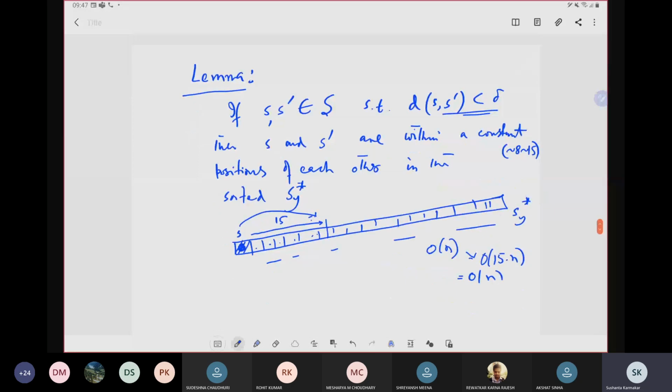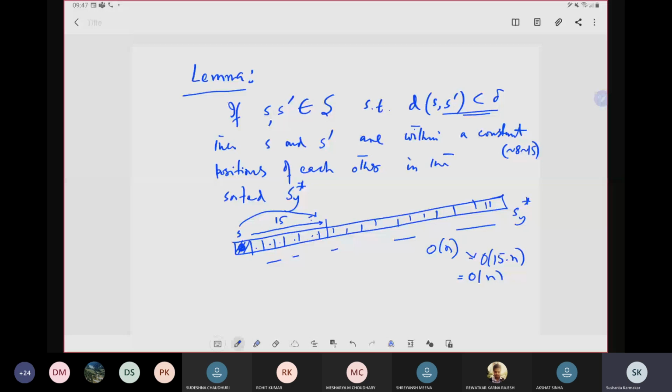It claims that if such a pair of points has to be close enough that their separation is smaller than delta, which is the smallest found so far, then they must be within this constant positions of each other in the sorted SY star. Okay, this is an important lemma. We need to actually understand this. This requires some inner understanding.